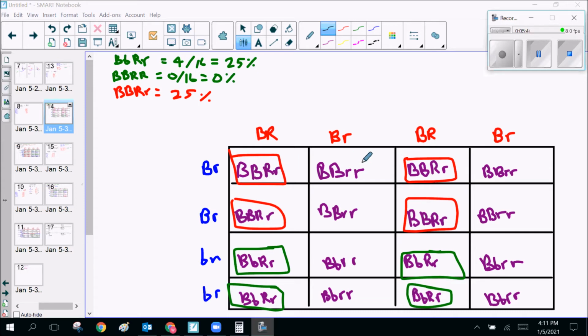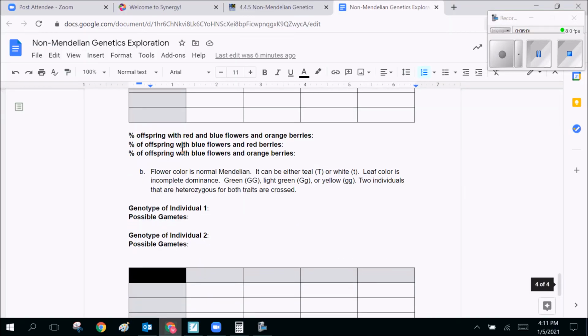So then this individual over here is another possible child. They get a capital B from mom and a capital B from dad, lowercase r from mom, lowercase r from dad. This individual gets a capital B from mom, capital B from dad, a capital R from mom, and a lowercase r from dad. You can go on and on until you've filled out all of these different boxes. Once you've got all the boxes filled out, it's going to ask you about the traits of the kids. So it's going to ask you what percent of the offspring have red and blue flowers and orange berries.